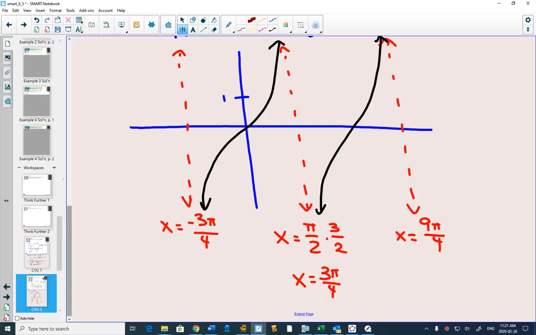The shape of our tan graph stays the same. Now, what's the period of our tan graph? Well, it repeats itself from one asymptote to the next. How much of a distance is it between those two asymptotes?